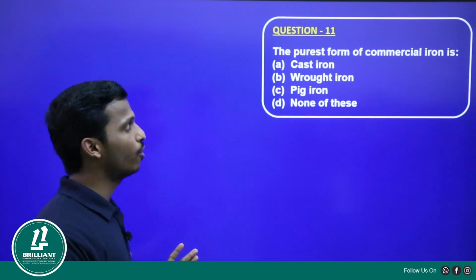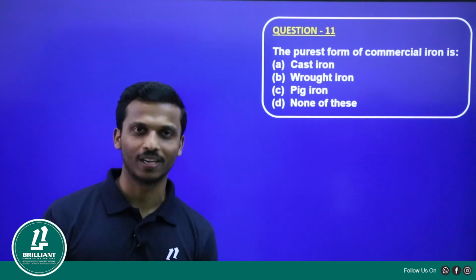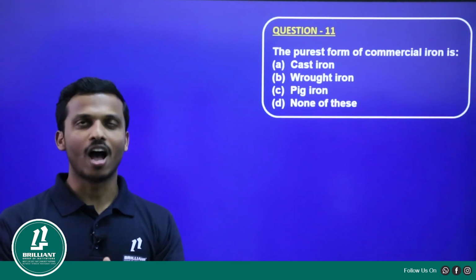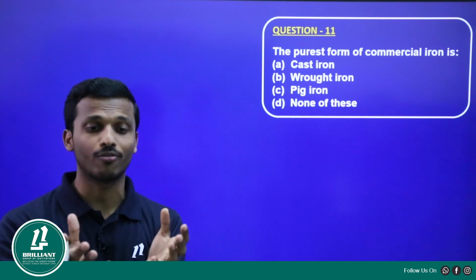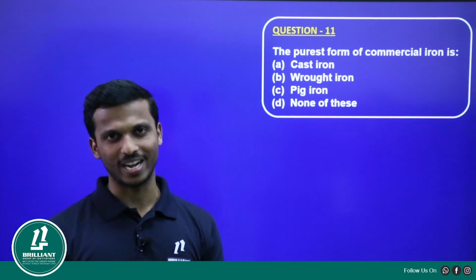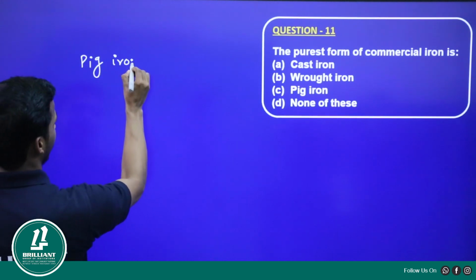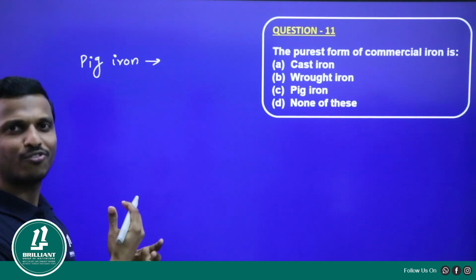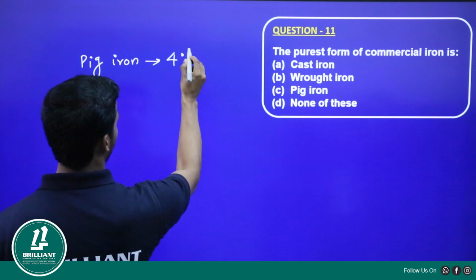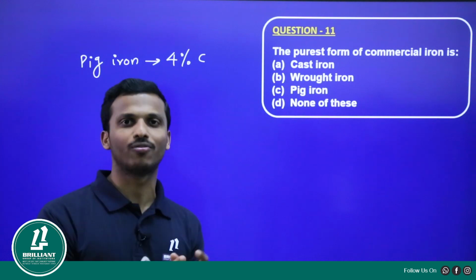The purest form of commercial iron. You studied in grade 12 the metallurgy chapter, in which you learned how to extract iron commercially. You have studied the blast furnace. After all the process, you will get molten iron at the bottom of this blast furnace. That is called pig iron, right? That is the most impure form of iron. Why is it called an impure form of iron? Because it contains 4% carbon as an impurity, along with some other impurities like silicon, phosphorus, sulfur.